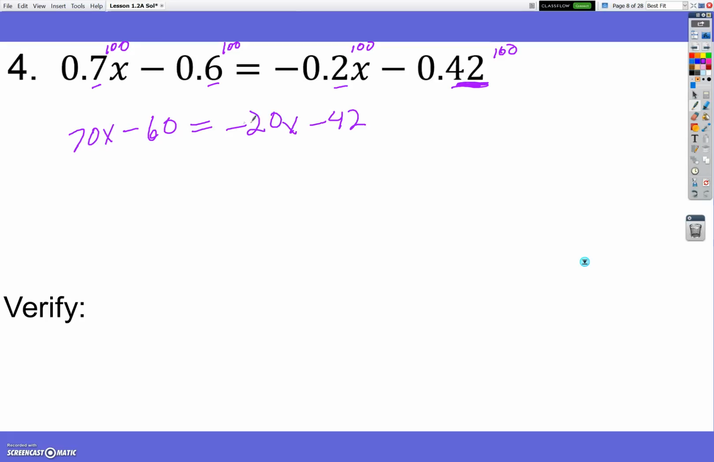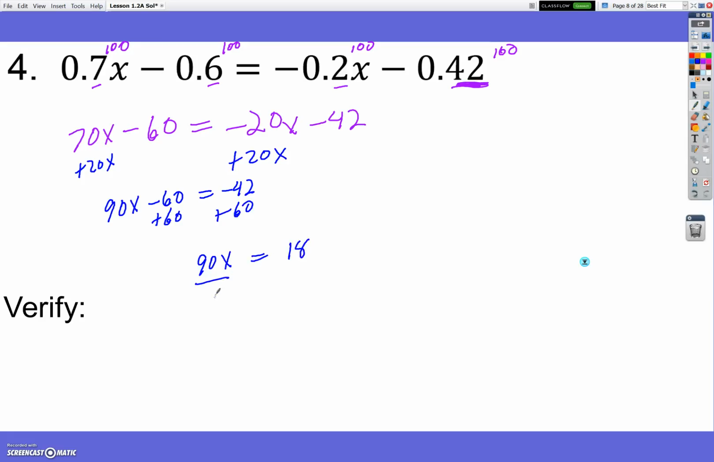Now I have this negative 20x and this positive 70x. So to get the variables on one side and to keep it positive, I'm going to add 20x on both sides. This will give me 90x minus 60 is equal to negative 42. I'm then going to add 60 on both sides, and that will give me 90x is equal to positive 18.